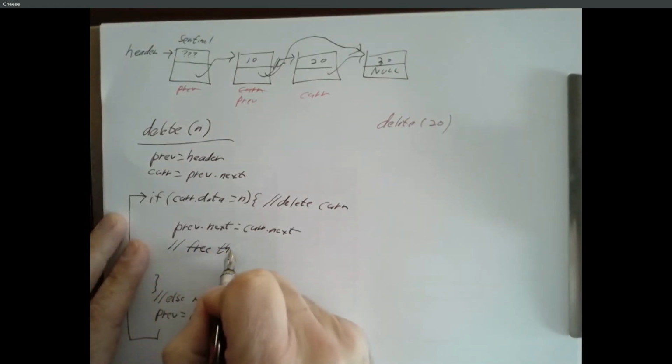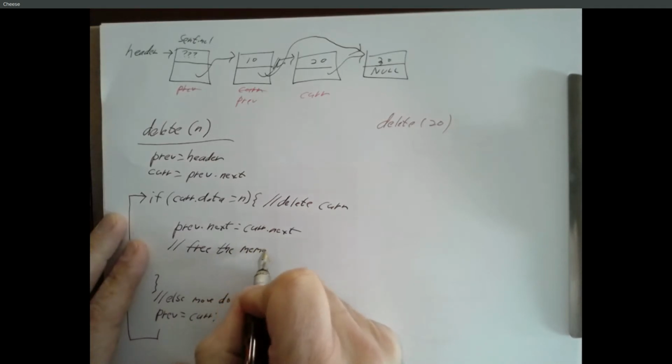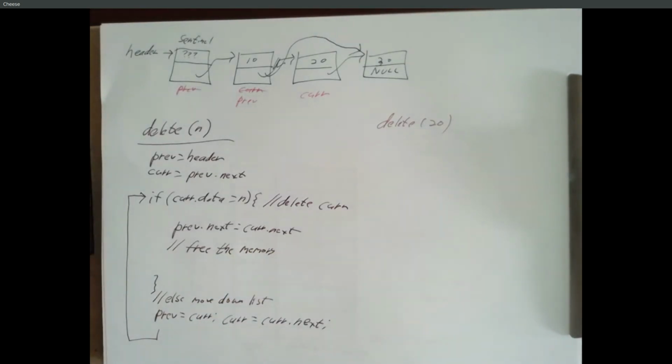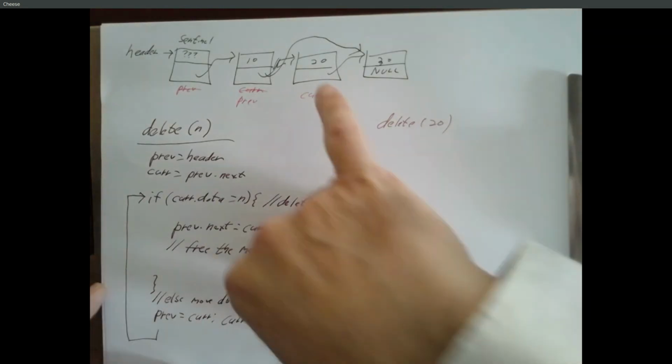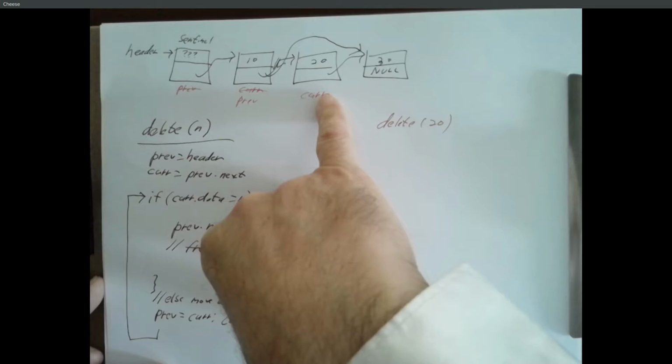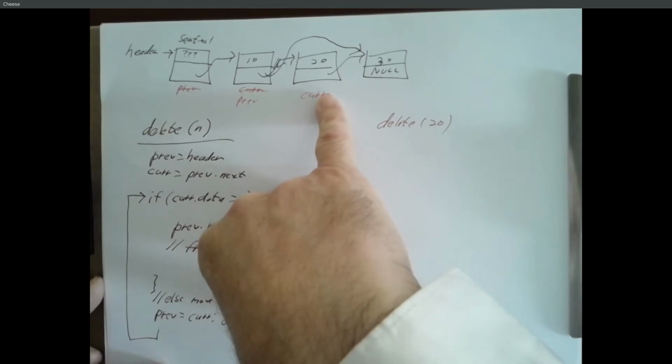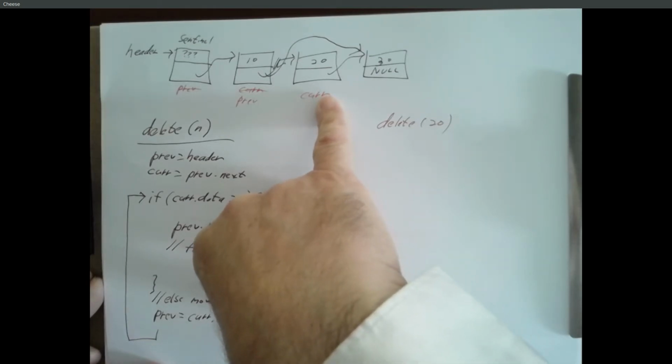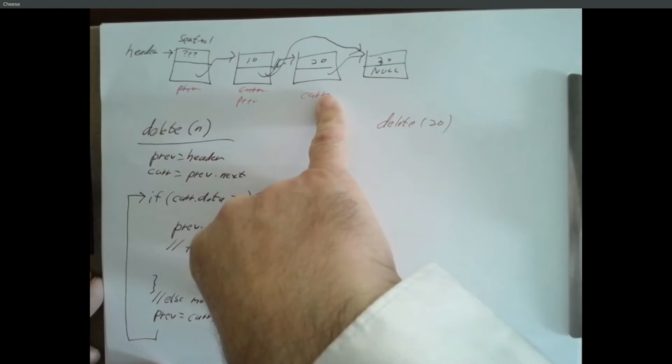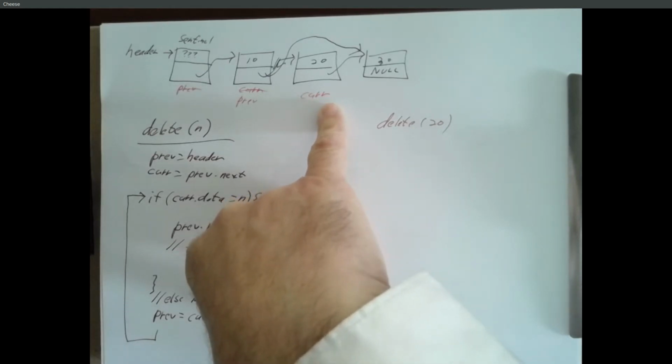Free the memory. Since we were using memory somewhere to store this 20, and now this 20 is no longer part of the list, we'd like to release that memory so that it's available to be used in the future. This is what this release node function in PA1 does.